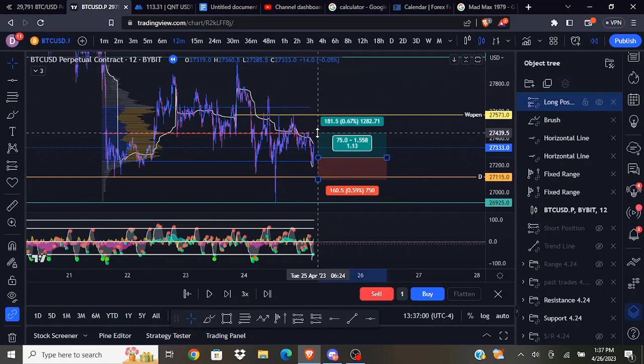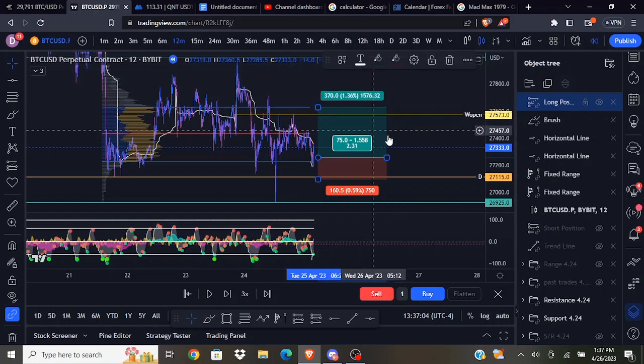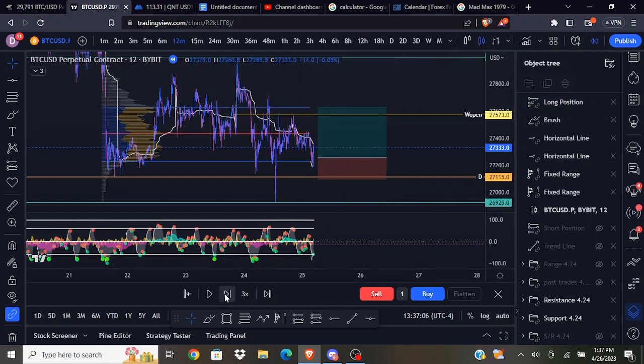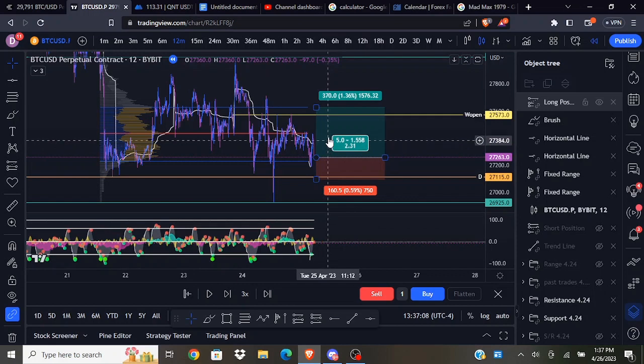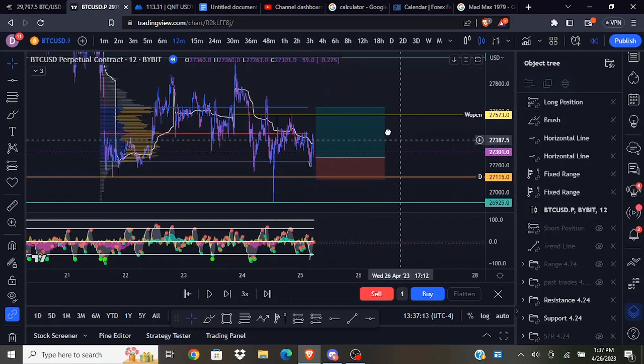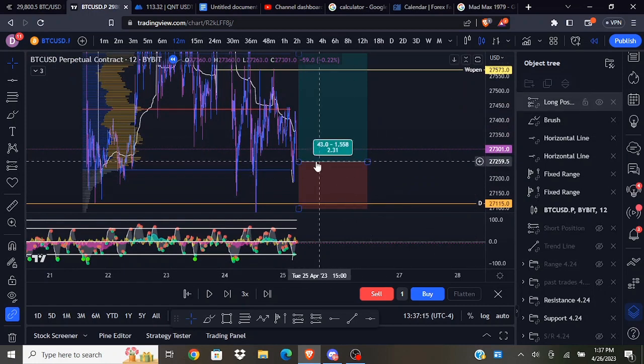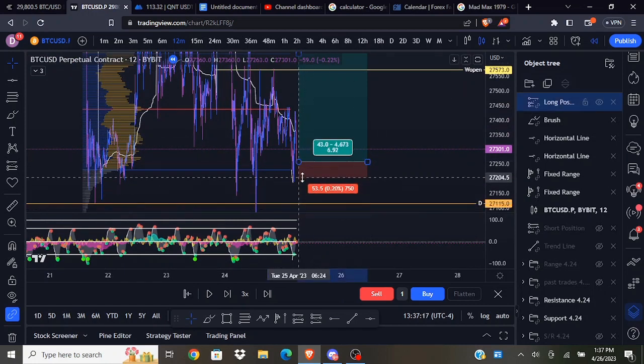And my first target would be the point of control of the range, and the second would be the value area high. So, this is just a little quick example. Let's see if this plays out. Well, we got to move up to the point of control. So I would have hit TP1 there and probably put my stop loss to my entry, or at least a break even.